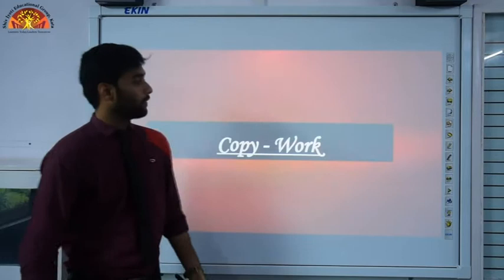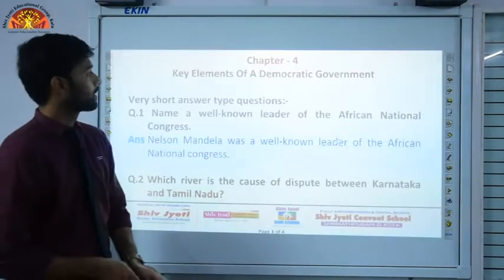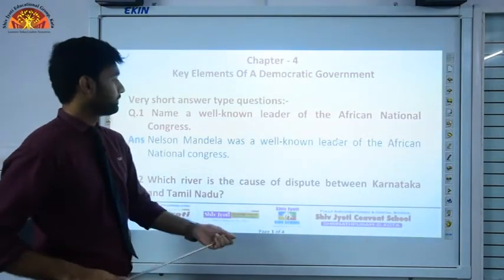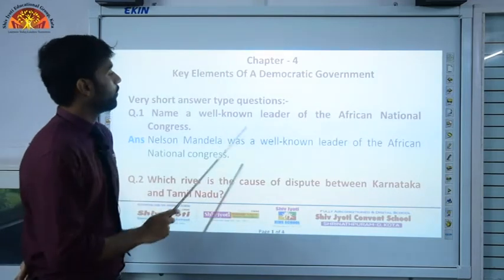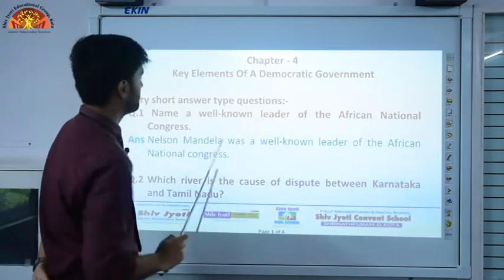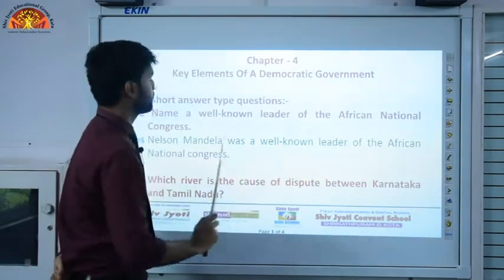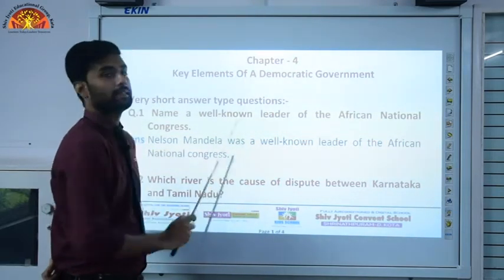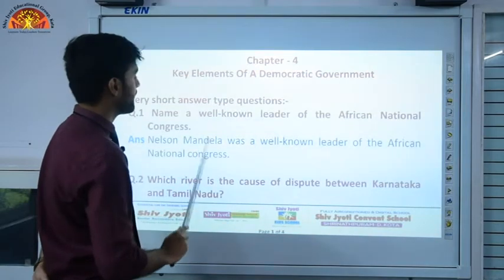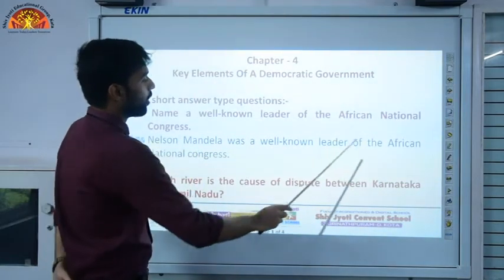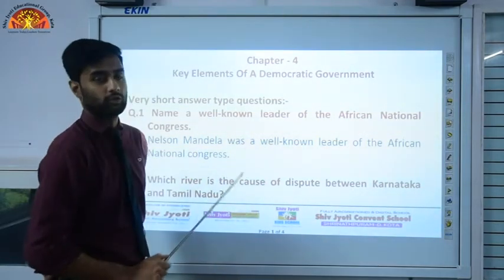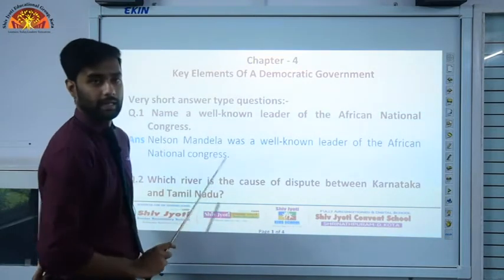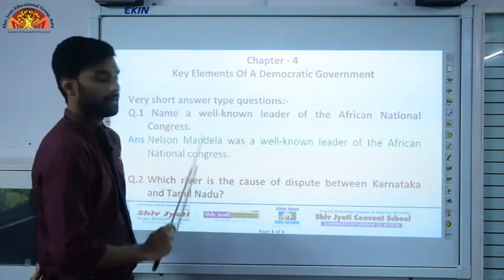Moving on to the copywork of the chapter, let's go through this. Name a well-known leader of the African National Congress. African National Congress was a party which led the freedom struggle of Africa. Who was the leader of that party? Nelson Mandela was a well-known leader of the African National Congress. Who was the leader? Nelson Mandela. Pay close attention to the spelling.